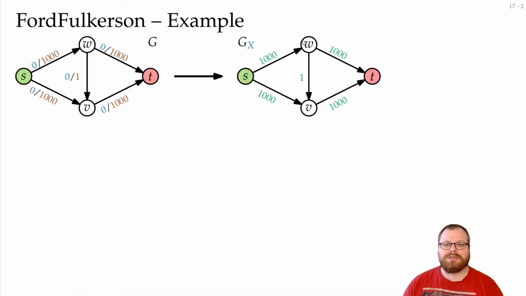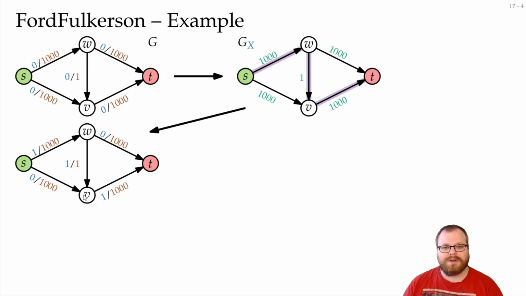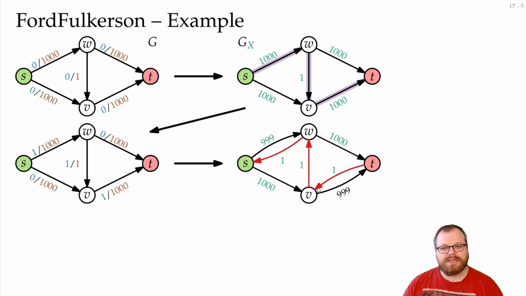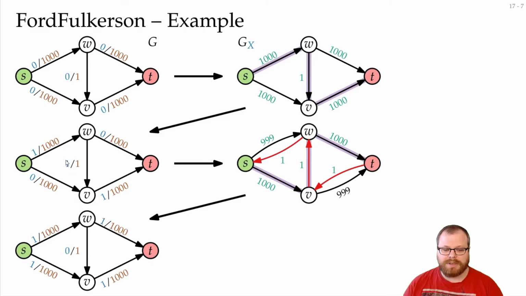We create the residual network and we find some path here. Now we can increase the flow for everything on this path by 1 and we get this one. We create the new residual network. Now we have some red edges and again we find a path here. That means that for these two we increase the flow by 1 and for this we decrease it by 1. So we get this flow here.